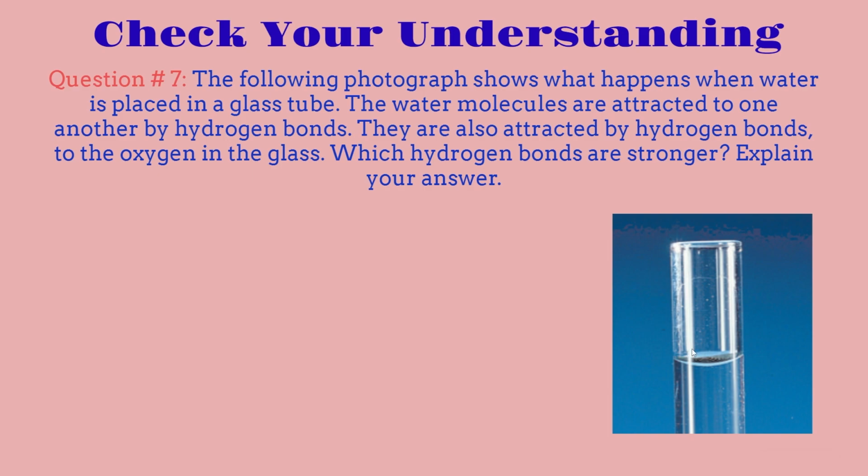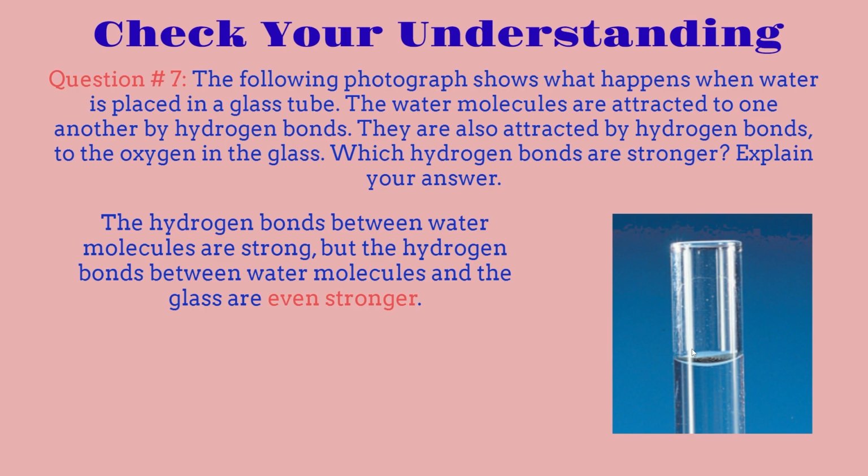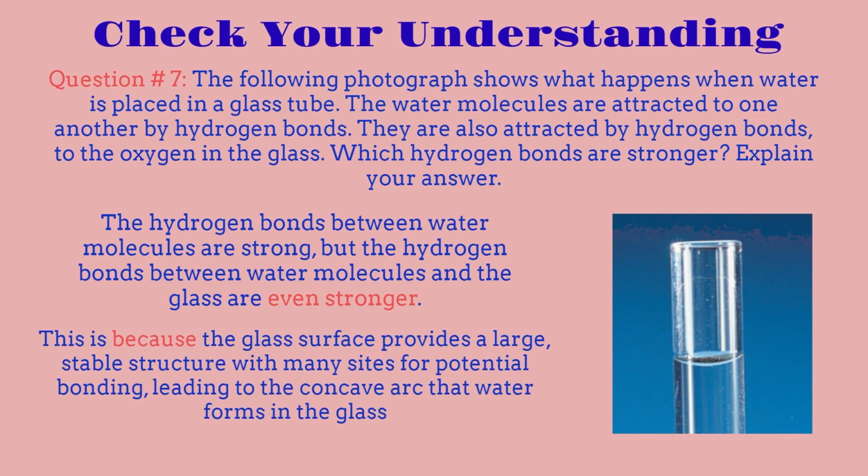And explain your answer. So for the answer, the hydrogen bonds between the water molecules are strong. So inside of the water molecules, they are very strong, but the hydrogen bonds between the water molecules and the glass are even stronger. And this is because the glass surface provides a large stable structure with many sites for potential bonding, leading to the concave arc that water forms inside of the glass.